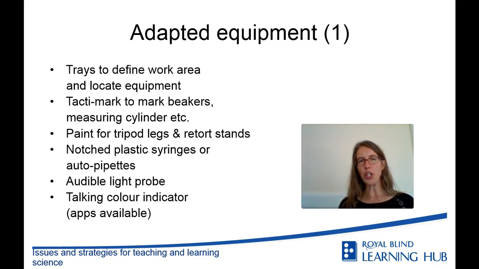I've put up there that you can use Tactimark to mark beakers and measuring cylinders. Now I've got a little bottle of Tactimark here, which I'm going to hold up. I'll try and get that into the screen, I always pass it the wrong way. So this is Tactimark. You can see it's a very brightly coloured liquid. You can apply that to glassware and it dries hard and creates a tactile ridge. So it's very useful for marking the volume on the beaker to make it easier to identify. Okay, so that's Tactimark.